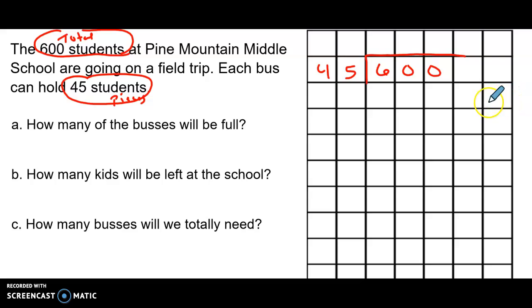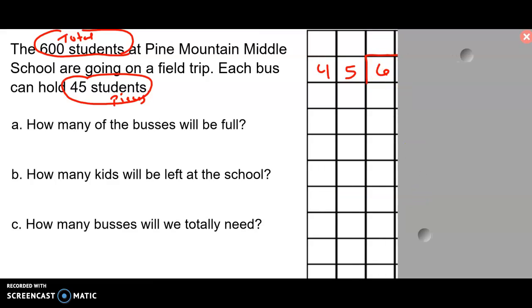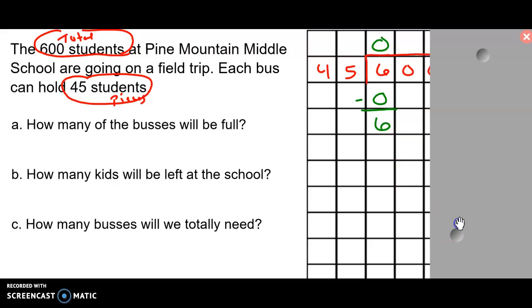All right, now, so let's go ahead and do it. Let me get my paper. I'm going to go step by step. All right, let's do it. 45 goes into 6. How many times? 0. It doesn't go into 6. You can't break up 6 into 45 sections. That's silly. 6 minus 0 is 6. Now I'm going to bring down my 0. Oh, I did it again.